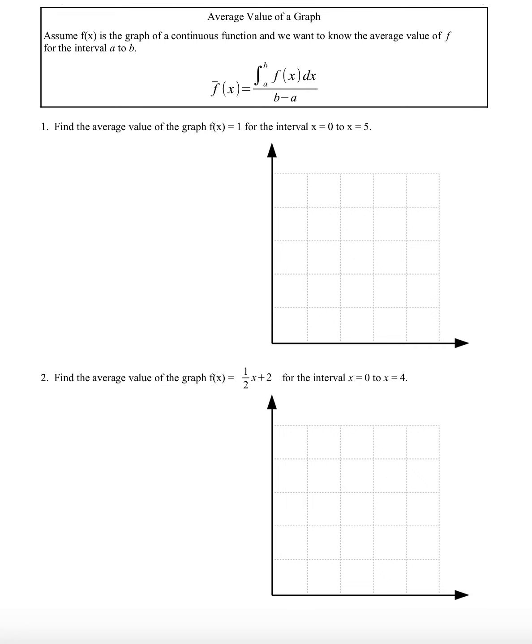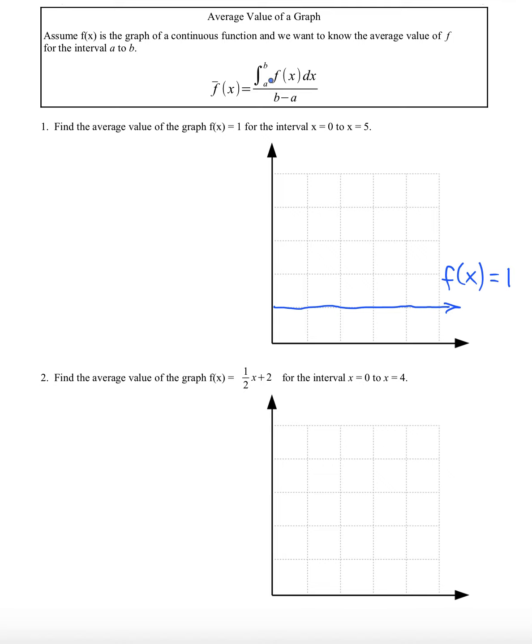In this section, we'll find the average value of a graph. For this first one, it just wants the average value of f of x equals 1 for the interval 0 to 5. So this one's actually an easy one that we can all do without calculus. The function holds a constant value of 1, so its average value is 1 as well.